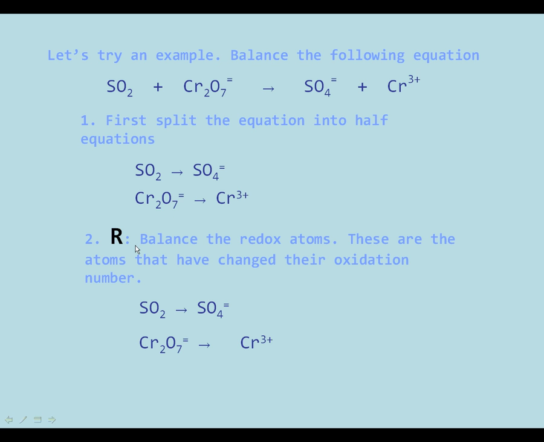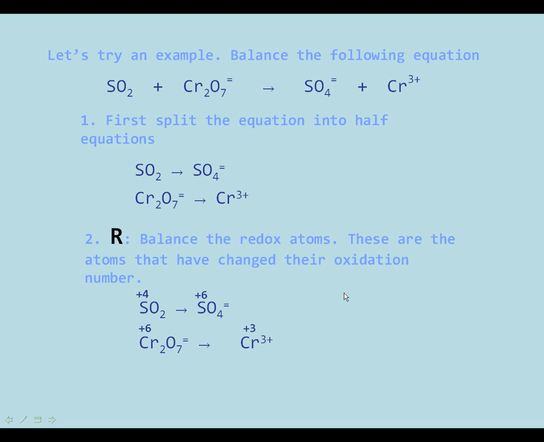Now we come to the first step of the ROHE method, R, which is to balance the redox atoms. These are the atoms that have changed their oxidation number. So you go through and assign oxidation numbers to the atoms in these half equations, and you see that sulfur here on the left has an oxidation number of +4, and sulfur on the right has an oxidation number of +6. The chromium on the left has an oxidation number of +6. The chromium on the right has an oxidation number of +3. So the sulfur and the chromium are the redox atoms. These are the atoms that have changed oxidation number.